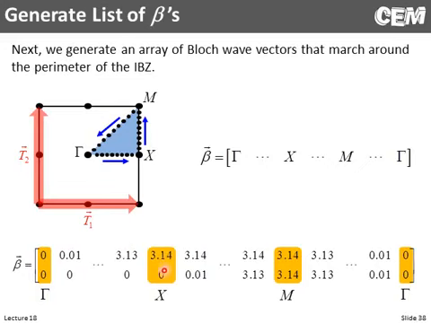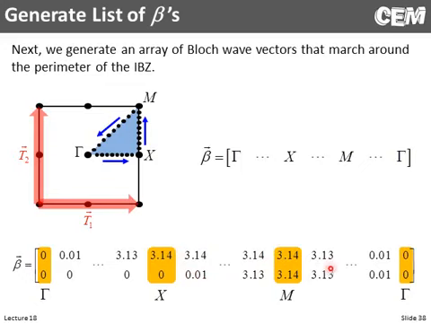Now we're going to go from 3.14, 0, all the way up to 3.14, 3.14. So all the numbers in the top are 3.14. The bottom number here, or the y component of the Bloch wave vector, will steadily go from 0 all the way up to 3.14. So in fact, this whole list of vectors are vectors that steadily go from X to M in the irreducible Brillouin zone.